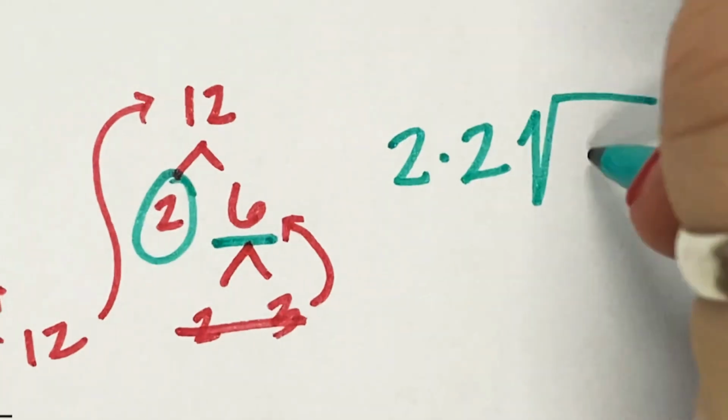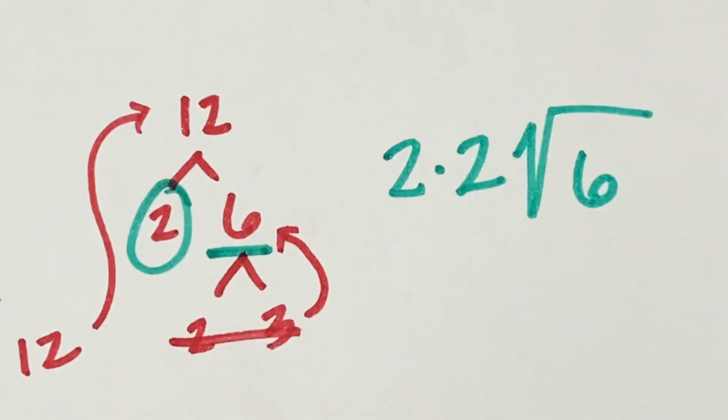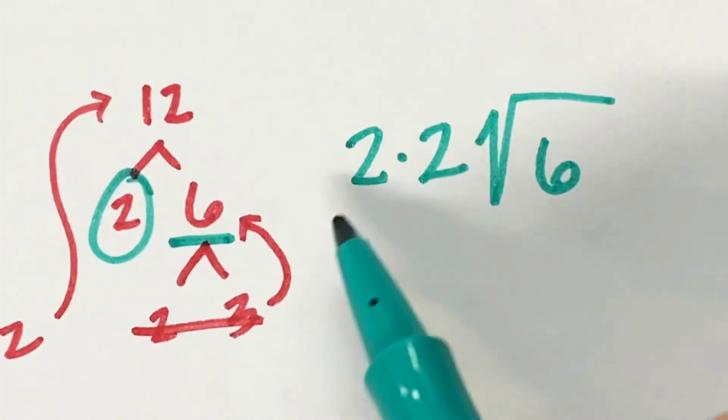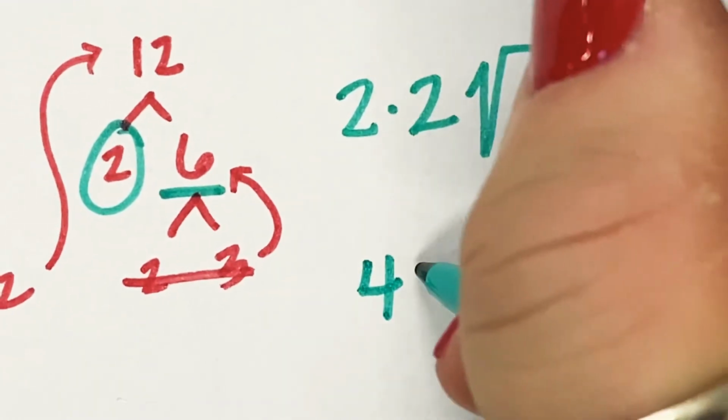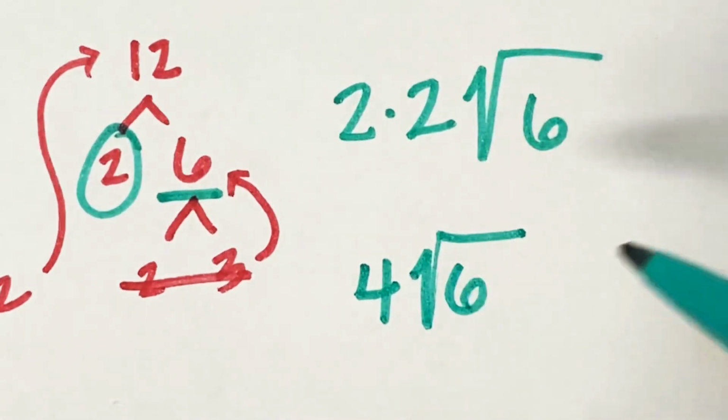Just that 6 at the very end. Okay, so we're not done. What is 2 times 2? We got to simplify out front. It's going to give me a 4. Okay, root 6 had to stay in.